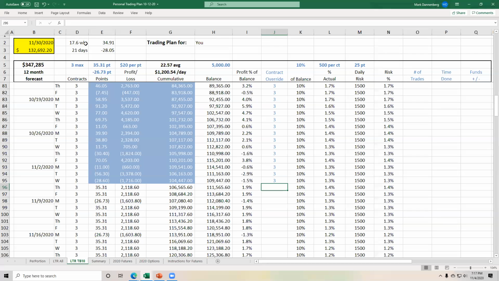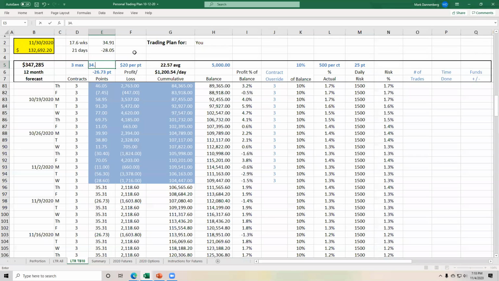Okay, so here, 17.6 weeks. We started at the same time as the other category. We have 21 losing days in 17.6 weeks. That relationship of losing days to number of weeks is factored into our average of our winning days and our average of our losing days. So 34.91 is our average winning day, slightly less than what we had recorded before.